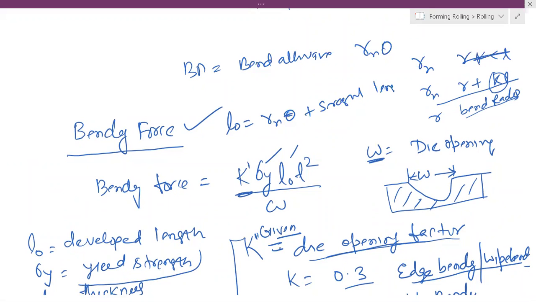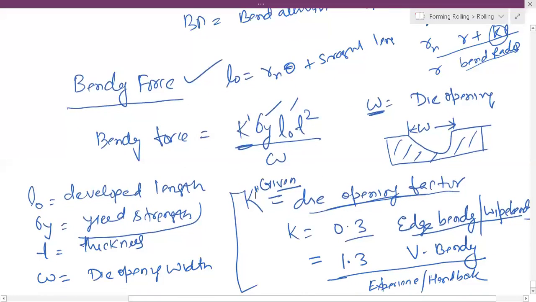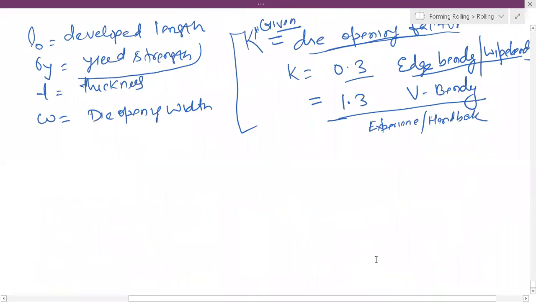Please tell me whether clear or not. I have to solve numericals. You can ask. I don't think there is much doubt here, but okay.